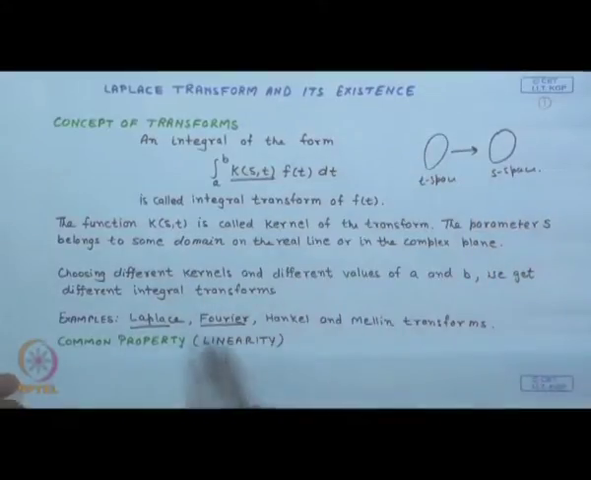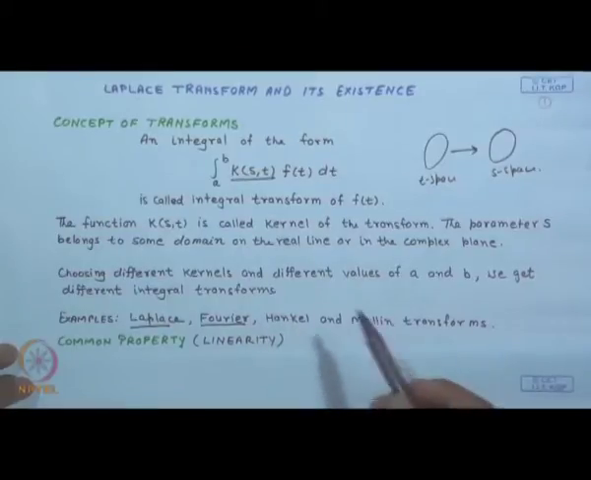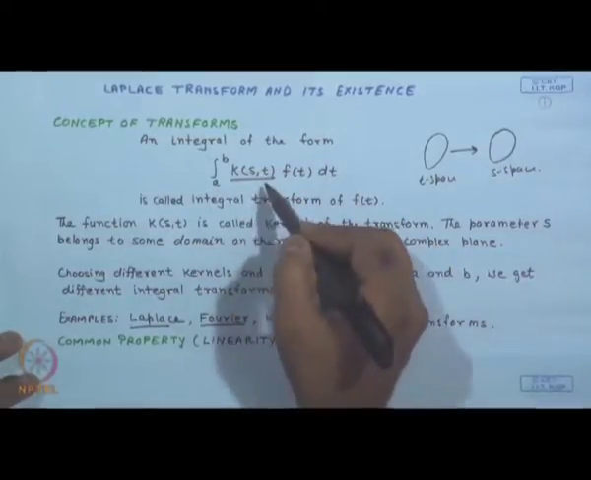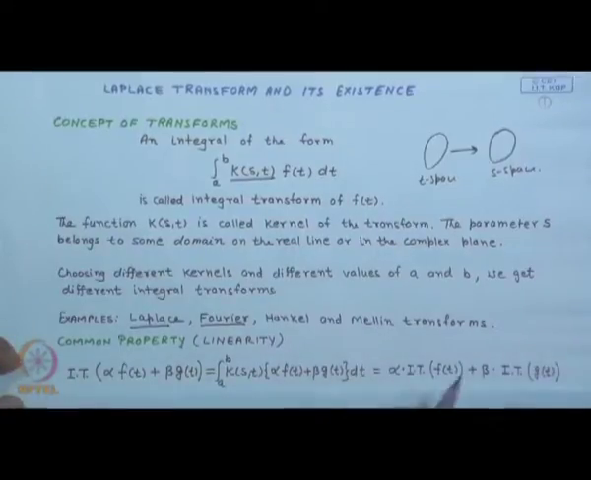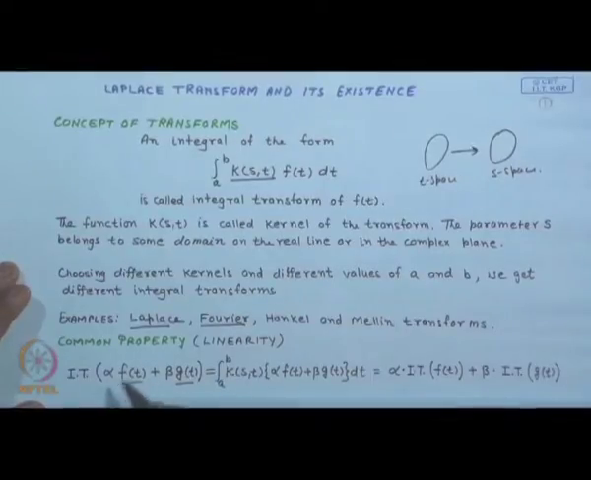All these integral transforms enjoy a common property, and that is linearity, because of this integral. Let us have a look at this. Suppose we apply an integral transform to a linear combination of two functions; we can take n functions, but for simplicity let us take two functions f and g. We apply the integral transform on the linear combination alpha f(t) plus beta g(t), where alpha and beta are constants.